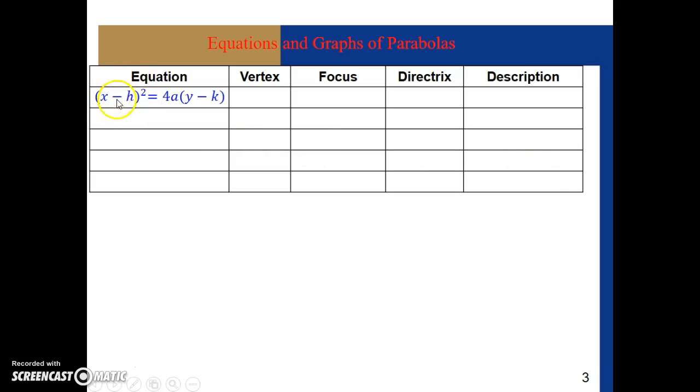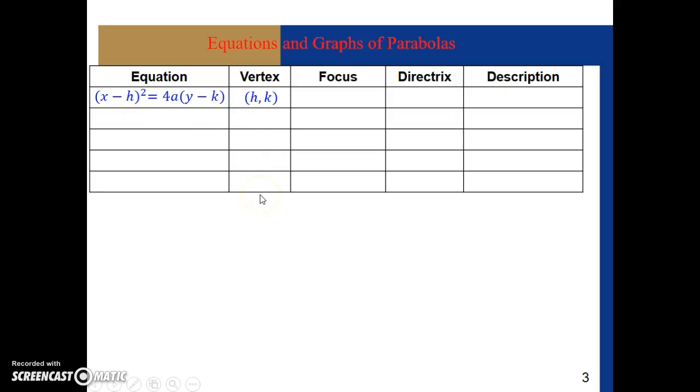If we see an x term that's squared and a y term to a power of 1, we know we're dealing with a parabola that opens up or down. And you can guess, if this coefficient is positive, then that parabola is going to open up. If it's negative, then that parabola is going to open down. The vertex, still very easy to find.